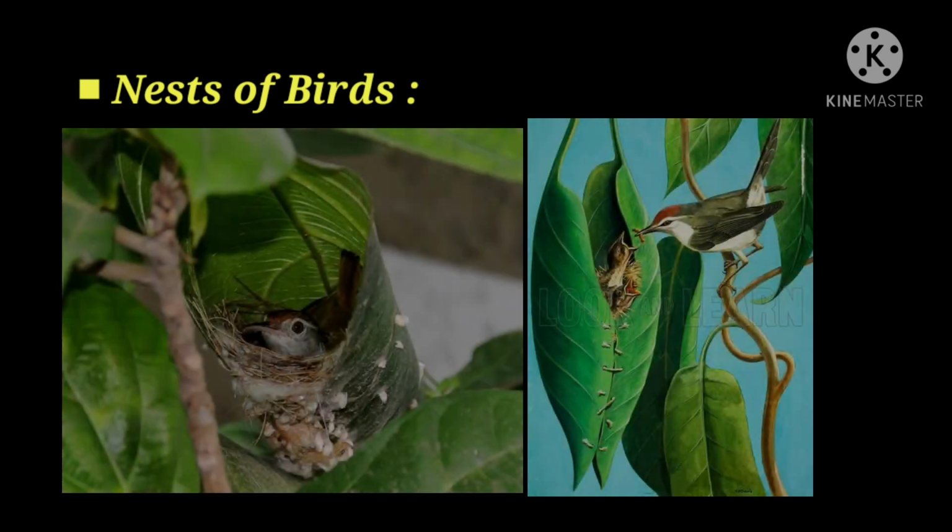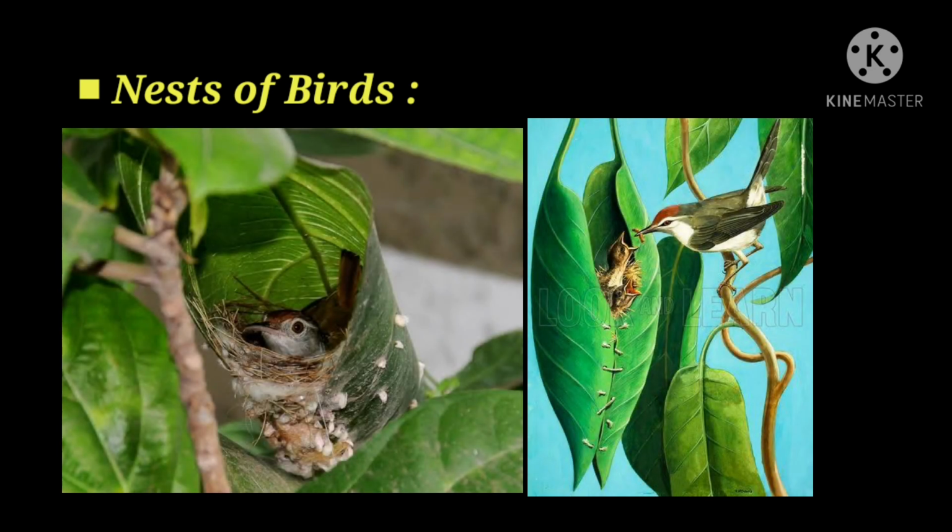Next, in some other birds like tailor birds, these tailor birds make their nest by stitching two large leaves. As they stitch the large leaves to make their nest, this type of birds are known as tailor birds, and this type of nest is known as stitched nest.